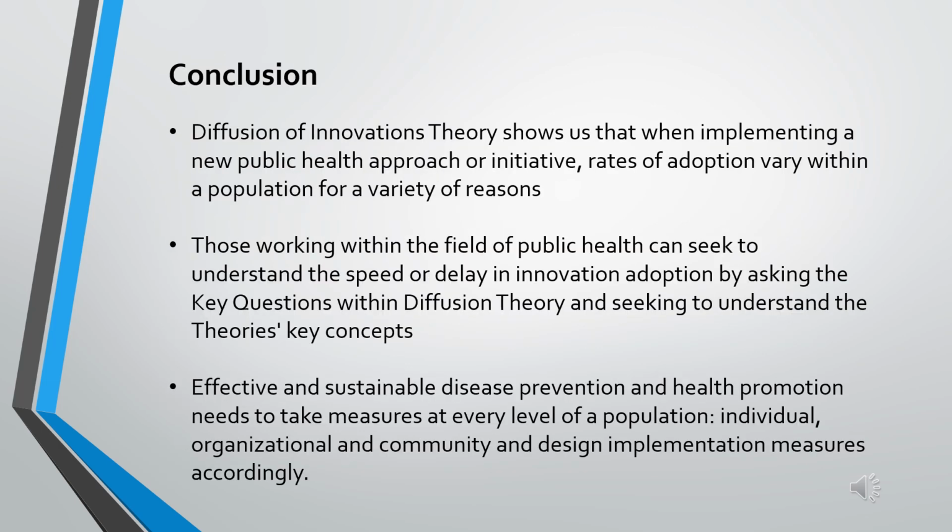In conclusion, the diffusion of innovations theory shows us that when implementing a new public health approach or initiative, rates of adoption vary within a population for a variety of reasons. Those working within the field of public health can seek to understand the speed or delay in innovation adoption by asking key questions within diffusion theory and seeking to understand the theory's key concepts. Effective and sustainable disease prevention and health promotion needs to take measures at every level of a population, individual, organization, and community, and design implementation measures accordingly.